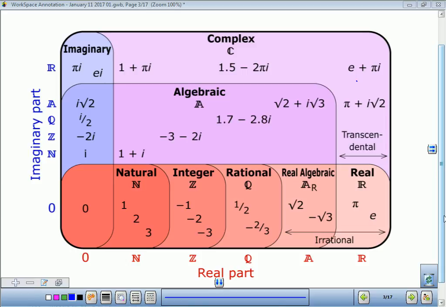Now, irrational does lie within the real number system, so it's not showing up by itself on here. Across the horizontal axis, we have our real numbers. Up the vertical axis, you have your imaginary. And together, they all make the complex number system.